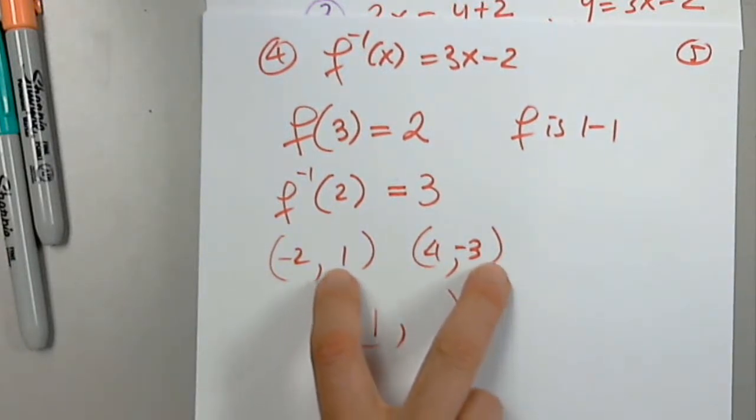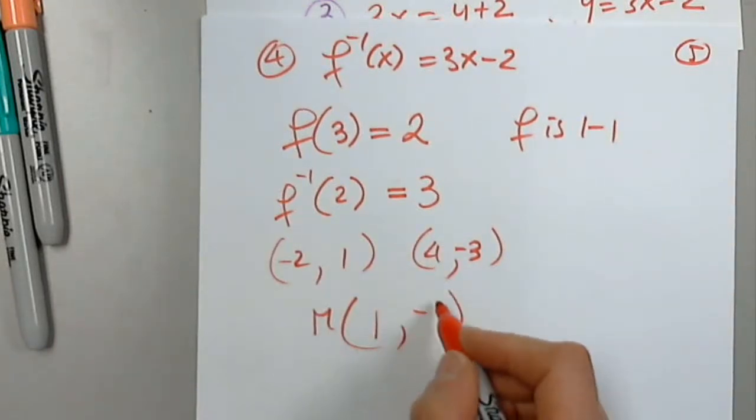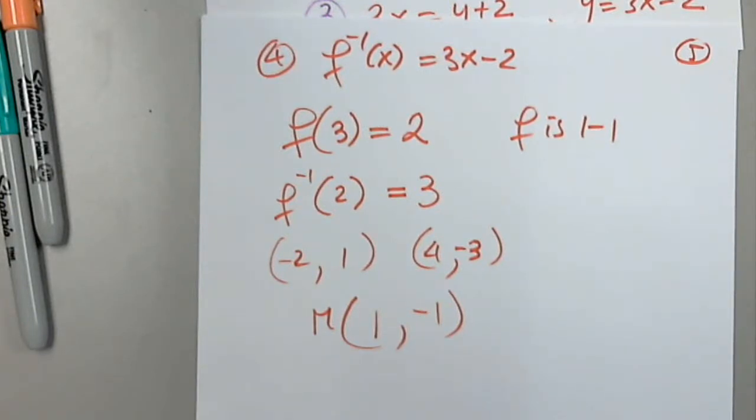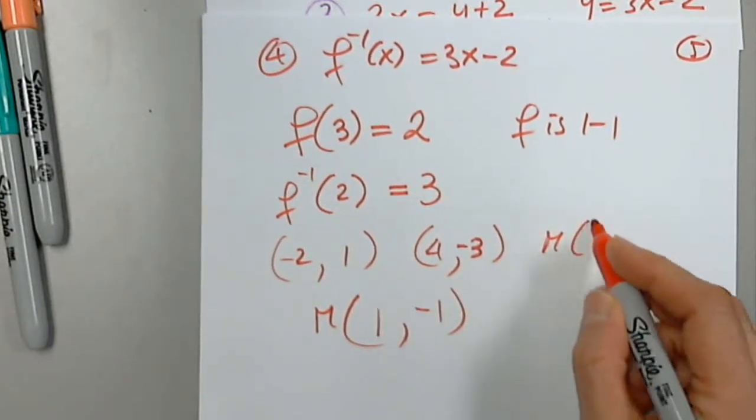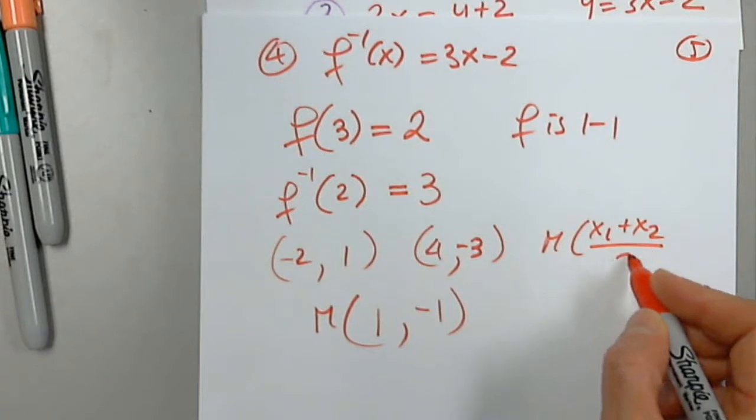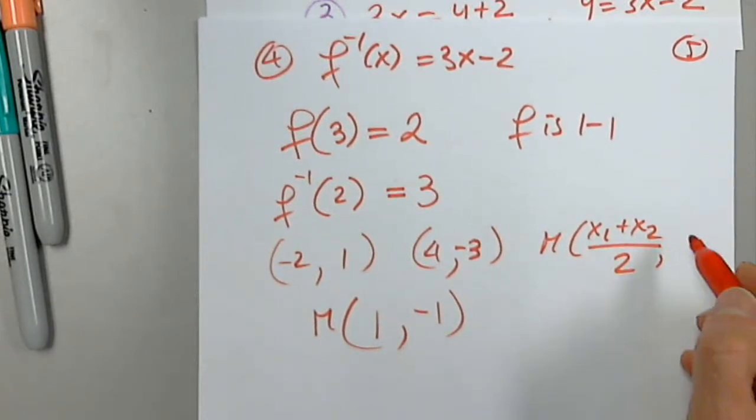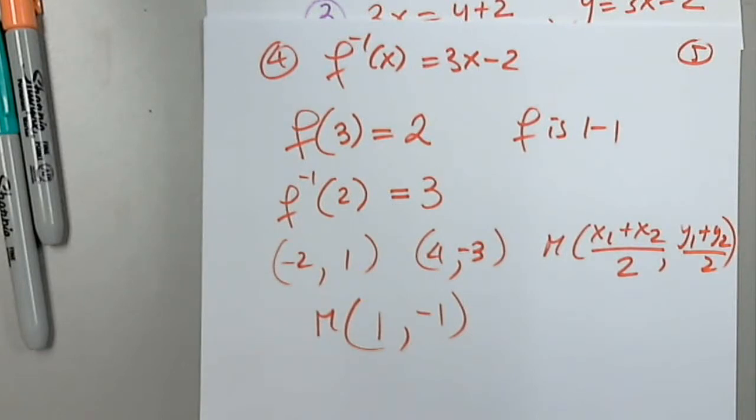Add these up, please. -1. So it's -2 divided by 2 is -1. So the formula is the sum of x's, the average of x's, in other words, the sum divided by 2 and the sum of y's divided by 2.